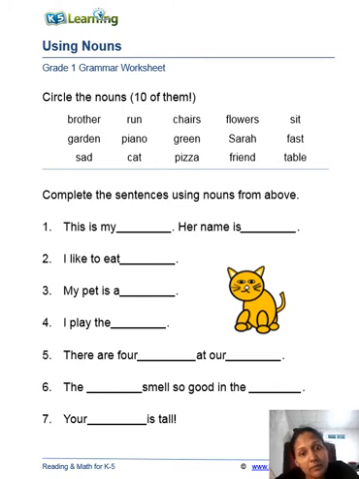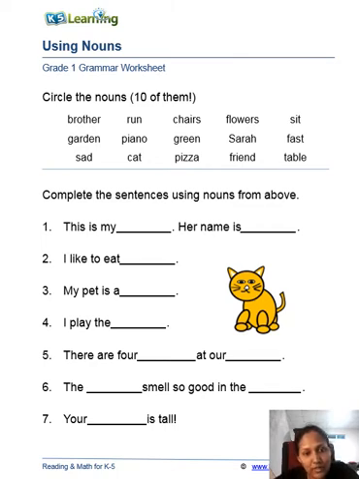What is it? Complete the sentences using nouns from above. Now there are 7 sentences. You have to read them. Use words from the above list to make sentences. So let's see. You can say this is my friend. Her name is, find a name, Sarah. Sarah is a special name. So we can say this is my friend, her name is Sarah. Number 2, I like to eat something we can eat. We find from the list. Pizza. So you can say I like to eat pizza.